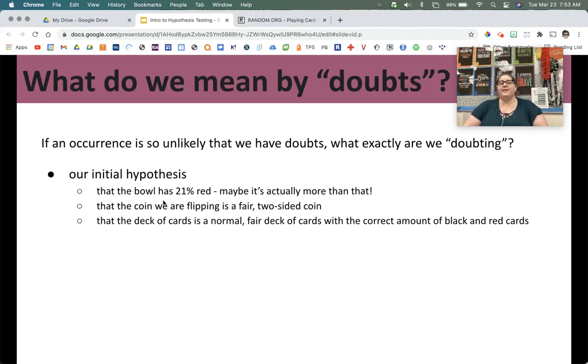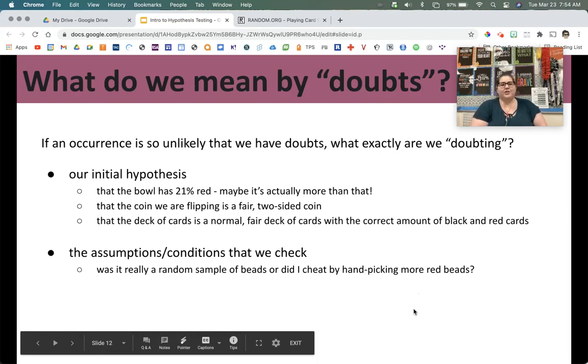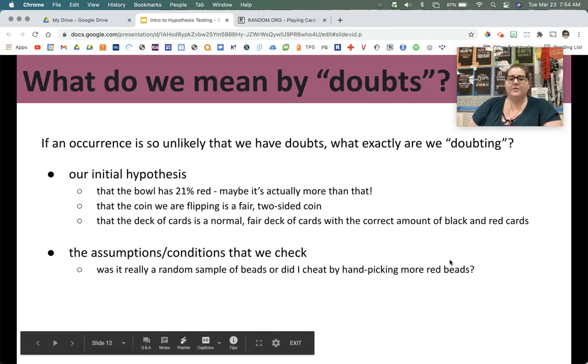We could be doubting our initial hypothesis, but sometimes we're doubting the assumptions or conditions that we check. Mainly, sometimes we question that random or representative sample assumption, right? If we take a random sample of beads out of the bowl and I get 60% red, maybe the bowl does have 21%, but maybe I didn't actually take a random sample. Maybe I lied and I handpicked my sample. So that could be what we're questioning as well. So it's typically one of those two things.